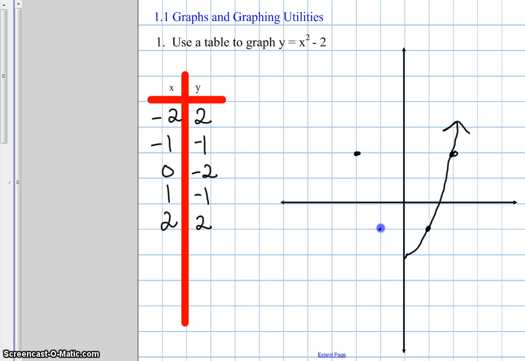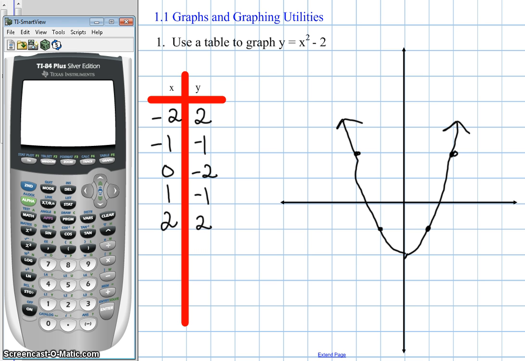Let me try that again. That's a little better, not much. That's supposed to be a parabola anyway. If you look at it on your graphing calculator, you need to go to y equals and clear out anything that's there, and then you can just type in x squared minus 2 and then graph, and that should show you your parabola. That one looks a lot nicer than the one that I drew.